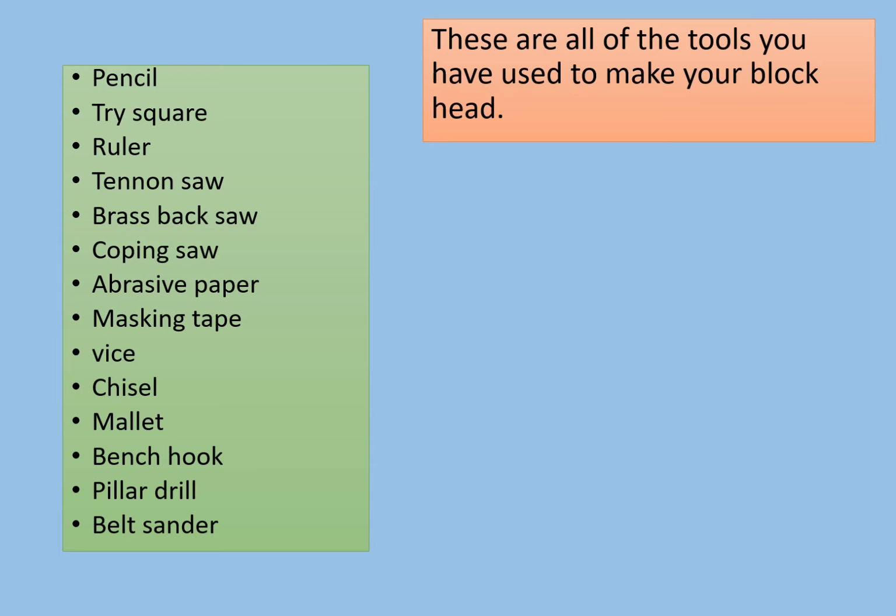In the green box on the screen, you should be able to see a list of all the tools that you've used. I've not put processes or materials, I've just put the tools only, and that's quite a long list. So I'm going to read out a few of them. We've got pencil, tri-square, ruler, brass back saw, abrasive paper, commonly known as sandpaper, bench hook, pillar drill. Loads and loads are on that list.